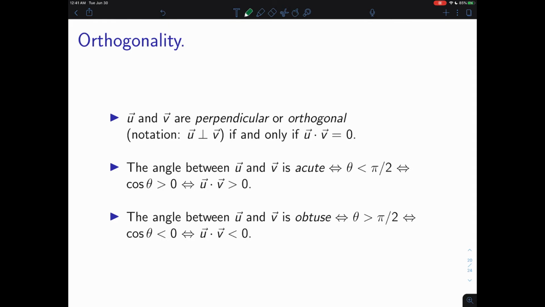The angle between them is acute if the angle is less than pi over 2, 90 degrees, and theta being less than pi over 2. If you think about your unit circle, acute angles are on this part of the unit circle. And so the cosine is greater than 0 because it points this way. Obtuse angles are the ones where the angle is greater than pi over 2. So on your unit circle, it's past 90 degrees. It's in this part of the unit circle.